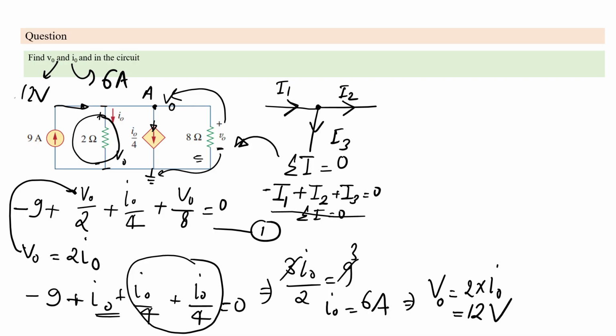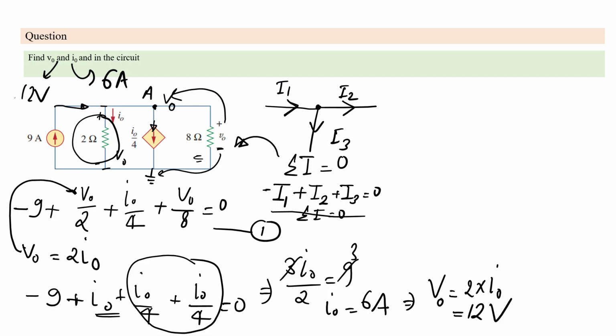Because there are two unknowns, V0 and I0, but only one equation, I need one more equation, that is V0 equals 2 times I0, the voltage drop across a 2 ohm resistor. What will happen is minus 9 plus I0, because we are putting the V0 value as I0 into equation 1, that is I0 plus I0 by 4 plus I0 by 2.